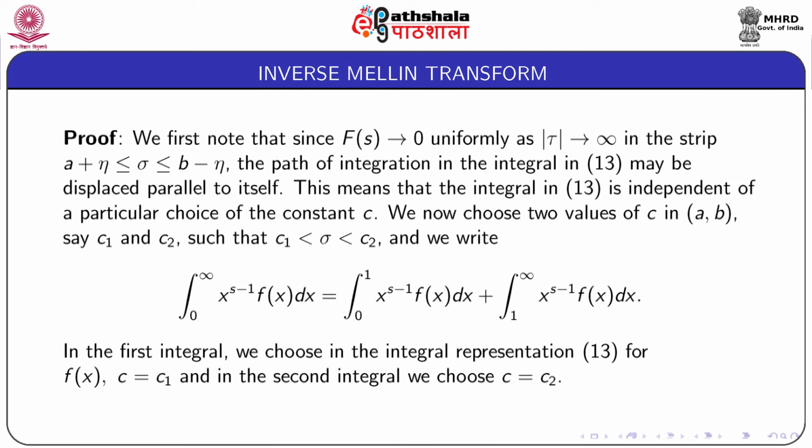For proof, we note that since capital F(s) tends to 0 uniformly as mod tau tends to infinity, in the strip a plus eta less than or equal to sigma less than or equal to b minus eta, the path of integration in the integral 13, that is in this integral, may be displaced parallel to itself. This means that the integral in equation 13 is independent of the particular choice of the constant c.